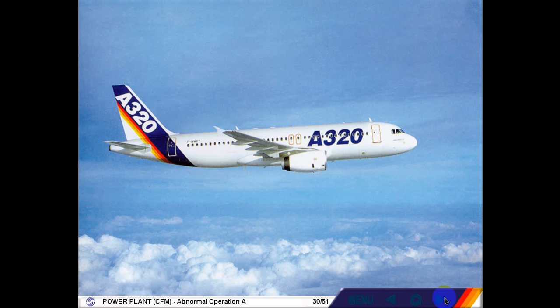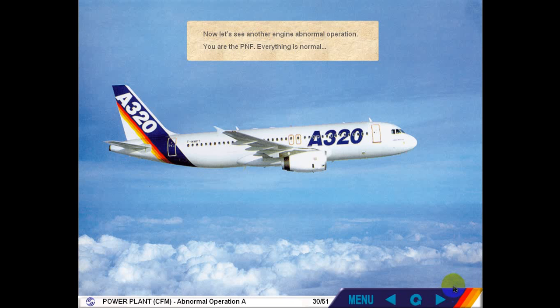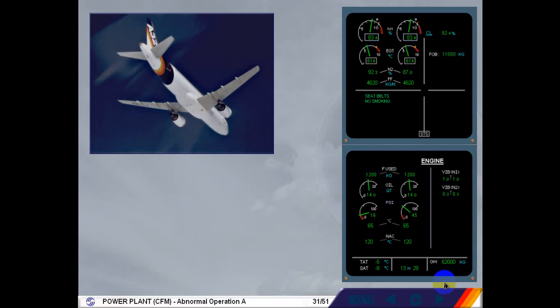Now let's see another engine abnormal operation. You are the pilot non-flying. Everything is normal. We are in cruise. The ECAM engine page is automatically displayed. Notice that the engine 1 oil pressure is pulsing. This is advising you that the oil pressure is in the lower end of the normal range.